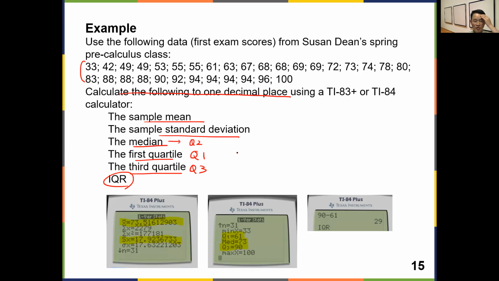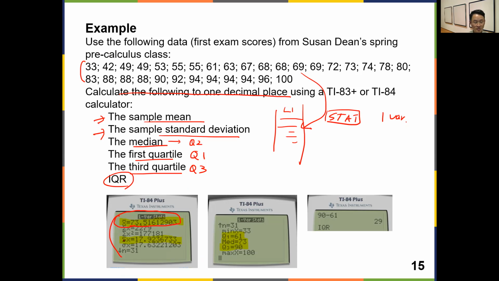So we put all these values in the calculator. You do the same thing: go to stats and put all these numbers in the L1 column right here. You hit stats again, and then you choose one variable, and then hit enter, then you will see this result. This one is the mean here. Sample standard deviation, right here.